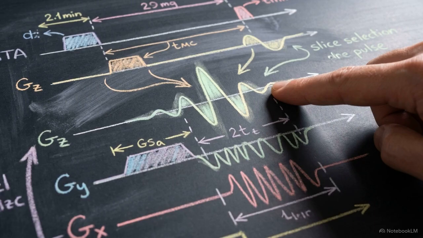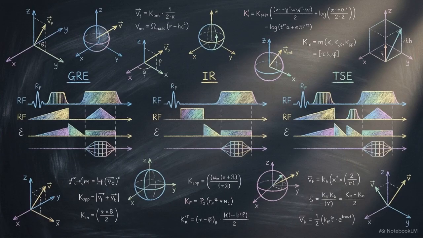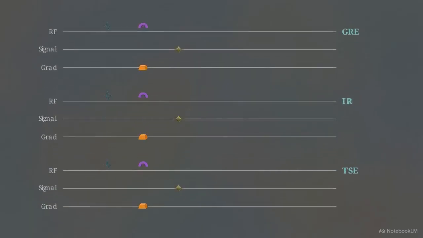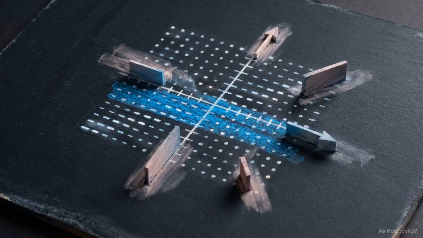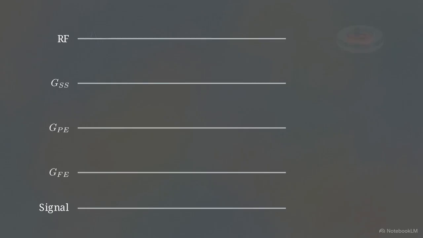Mastering these protocols requires deconstructing the baseline anatomy of a sequence and learning how to deviate from it to create GRE, IR, and TSE variants. These specialized sequences are mathematically engineered deviations from a core physical baseline. Every standard sequence follows a 5-step choreography designed to systematically fill K-space, the raw data matrix of the MRI image. Step 1 begins with the radiofrequency pulse. This sync wave represents the energy envelope used to excite the protons. This pulse flips the longitudinal magnetization completely into the transverse plane, where it can finally be detected as a signal.